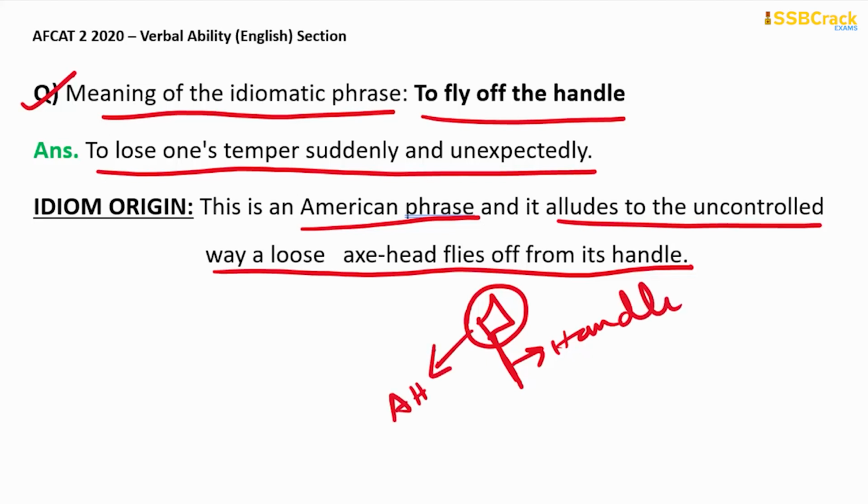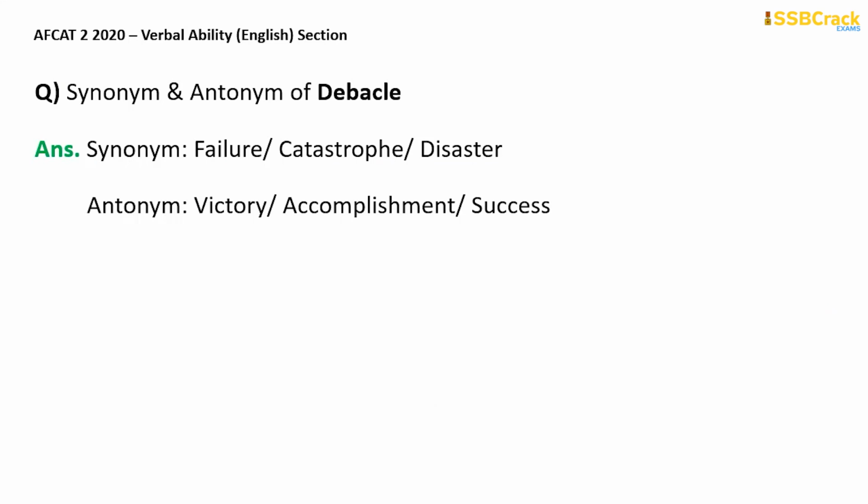And if the axe head gets loose, then it can easily fly off from the handle if you're using this axe to strike something, right? So if it flies away from its handle because it's loose, that is known as to fly off the handle. This is basically the origin of this idiomatic phrase, and this phrase is applied to someone who loses his temper suddenly and unexpectedly.